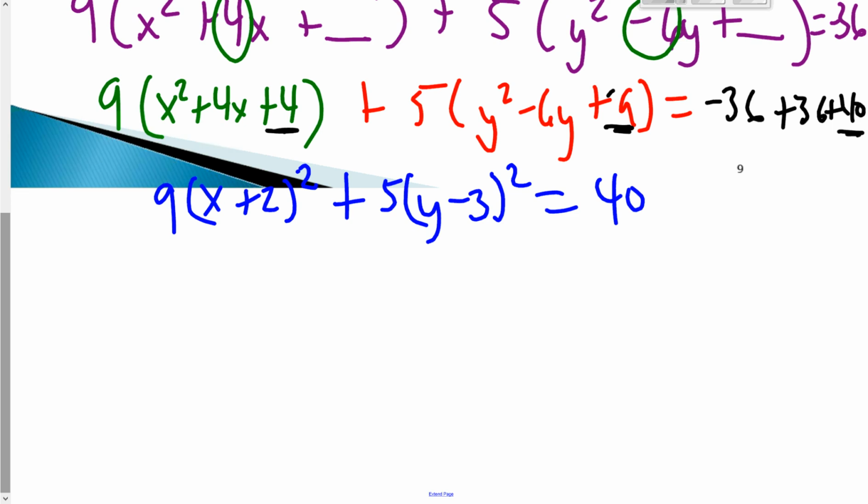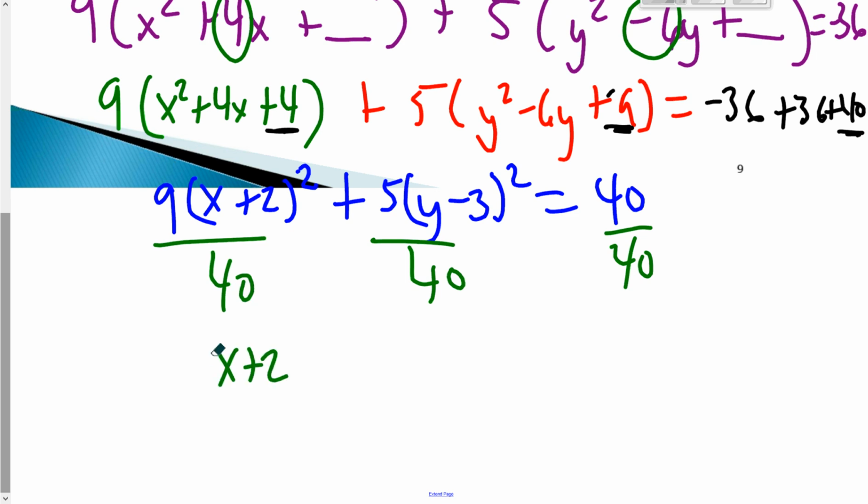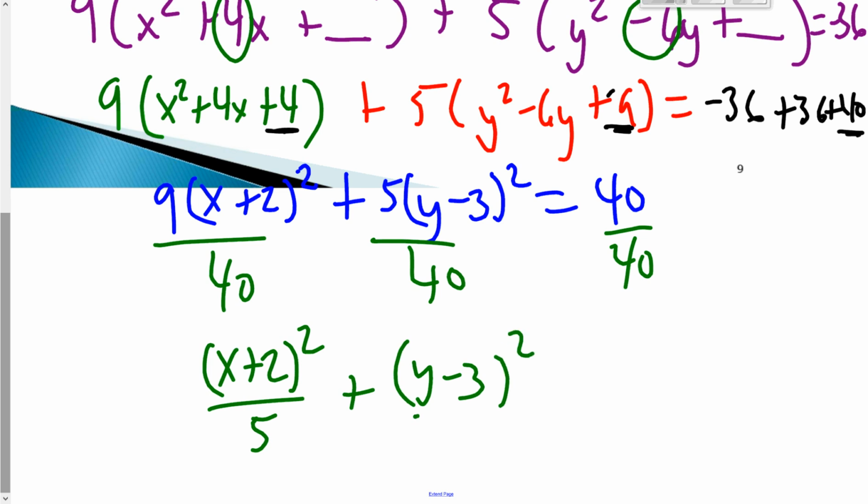Okay, now we have to set it equal to 1. So that's where we divide everything by 40. Okay, so we get x plus 2 quantity squared. This time it's over 5. And then plus y minus 3 quantity squared over 9. Sorry, not 9. That's not 5. Well, if I would do my math right? As a math teacher, I probably should do my math right.